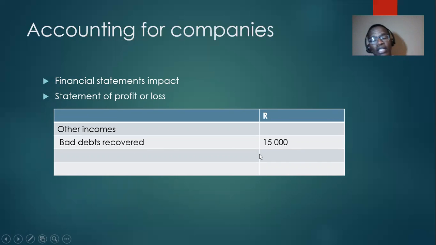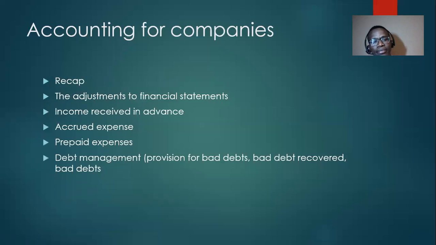So the user will be able to say, okay, the company received other income, and this other income relates to bad debt recovered. So it means there was a bad debt that was written off. Now the customer came back and paid. So this is an income in the current year. The bad debt has been recovered, as the name says, bad debt recovered.